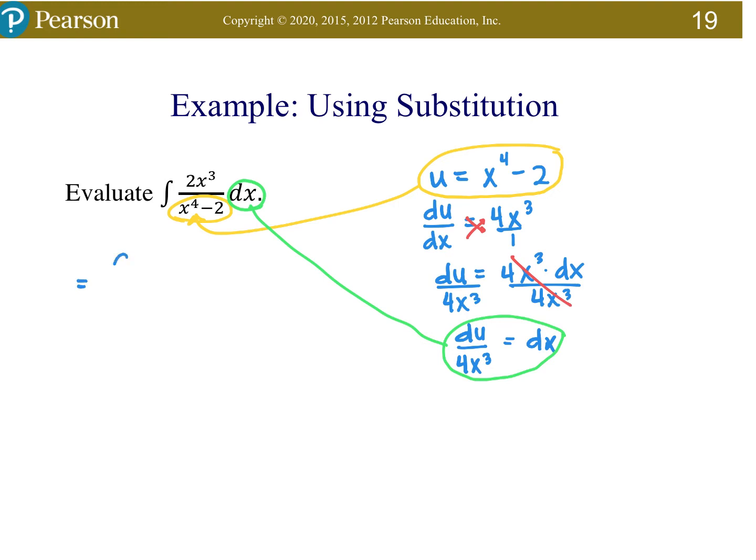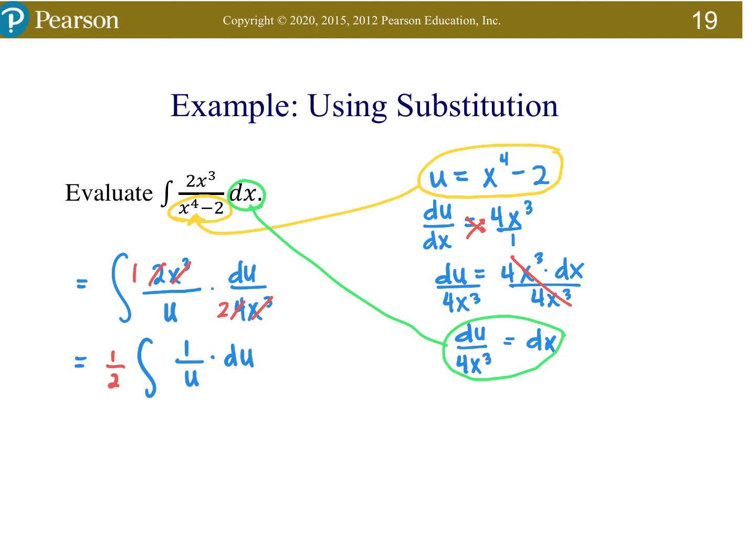So what will that give me? My equal sign, 2x cubed, I don't do anything with. My denominator is replaced with u. My dx is replaced with du over 4x cubed. And now I look to see if I can do any reducing. So I can reduce the x cubes, and I can reduce the 2 and the 4 to a 1 and a 2, which means out in the front of my integral, I'm going to pull a 1/2 out. That's the 1 from the numerator and the 2 from the denominator. And I'm left with 1 over u du.